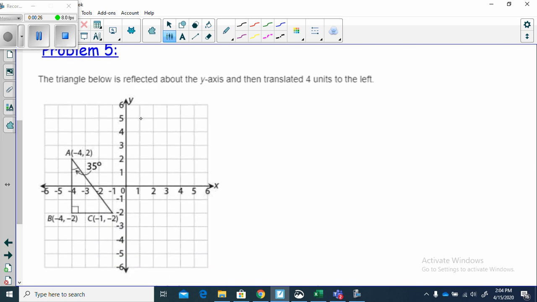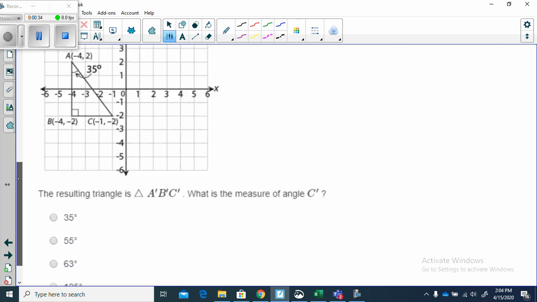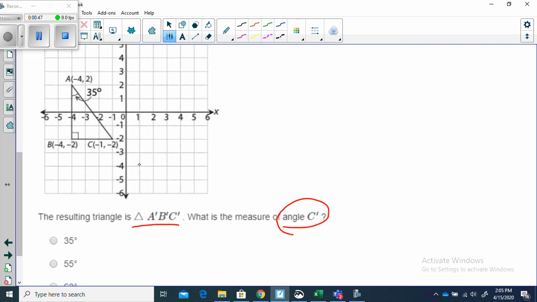On this one, it says the triangle below is reflected about the y-axis and then translated 4 units to the left. The resulting triangle A prime, B prime, C prime, that's your image because it's got the tick marks. What is the measure of angle C prime? Well, let's look at this.